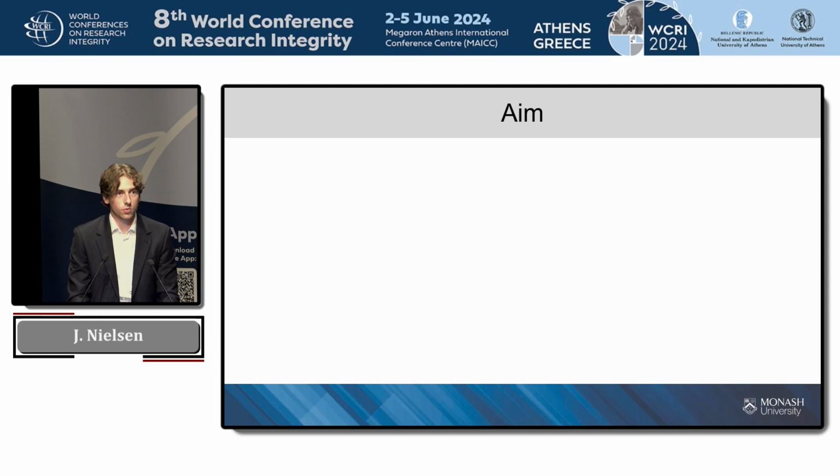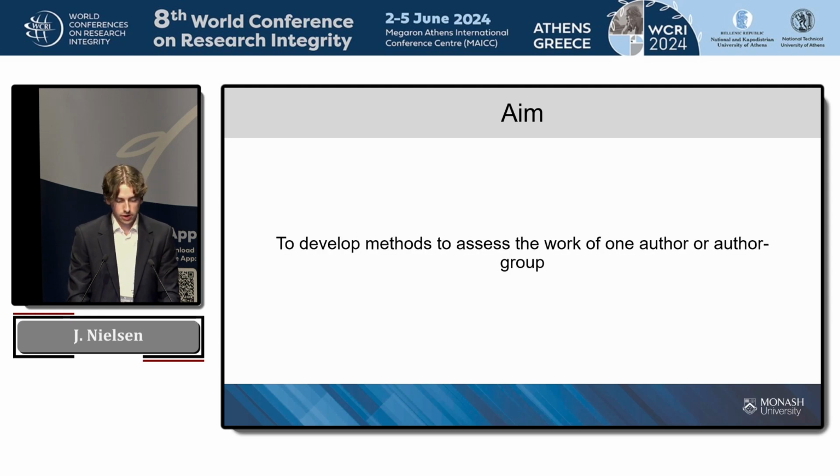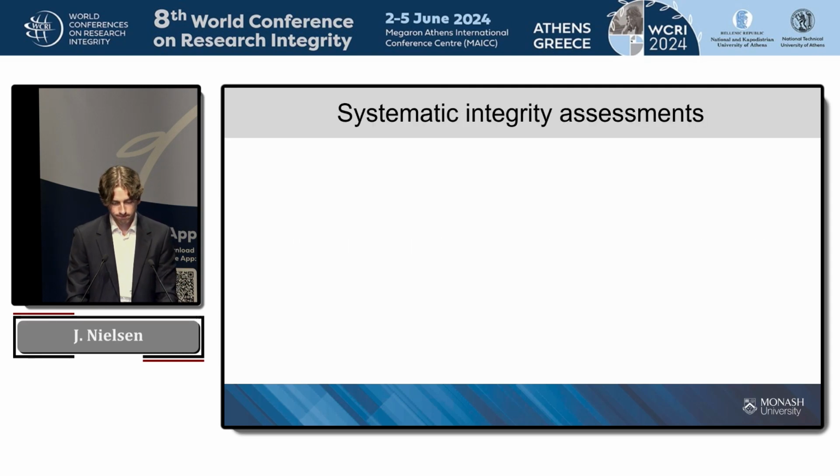And so what's the approach? What do we want to do? The aim is to develop methods, to combine methods to assess the work of one author or author group systematically and all at once, so that if we find an author who has existing retractions or existing concerning papers, we then go forward with a high index of suspicion for the rest of their work and see if we can identify any other papers that might be distorting the literature.